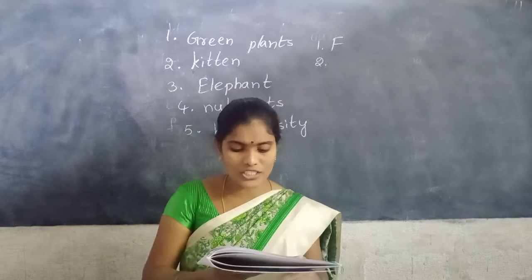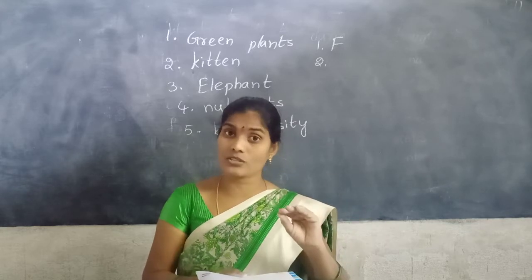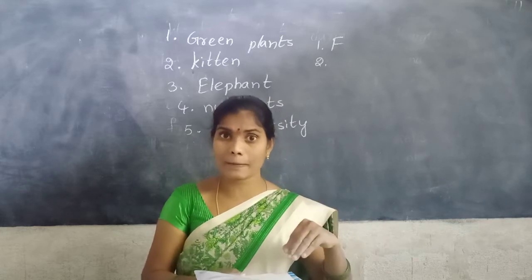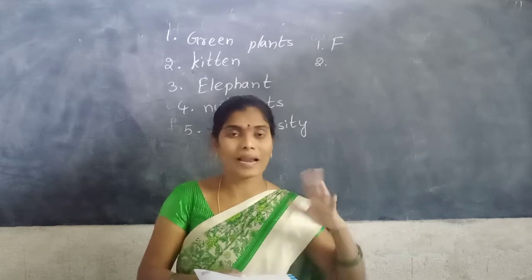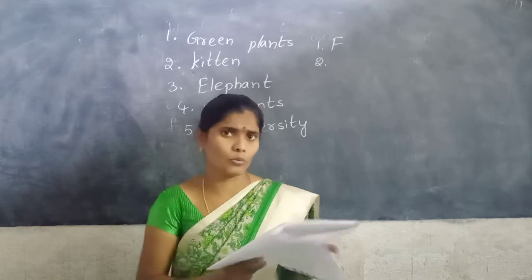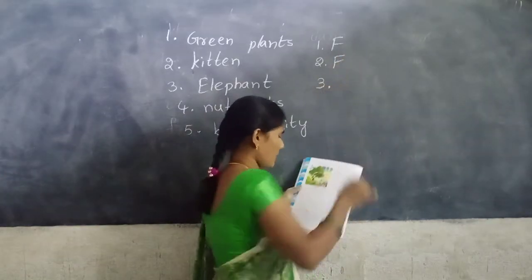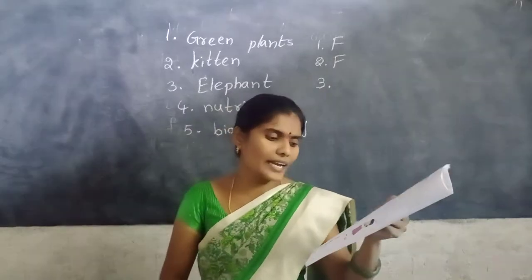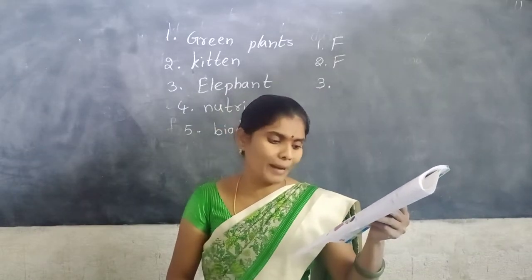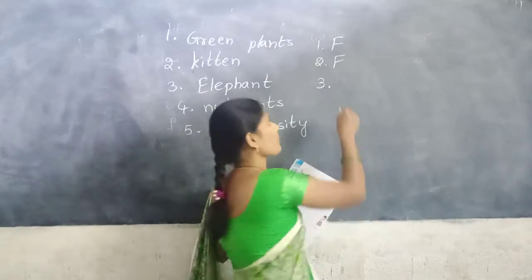Plants and animals can survive independently. Plants make their own food. Animals also make their own food. No. It is also false. Trees are nothing but big and strong plants. Yes. Trees means very big and strong plants. True.